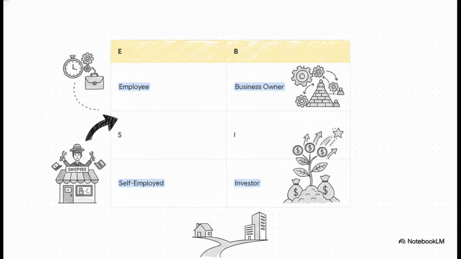And that brings us to the map itself, the cash flow quadrant. It's really simple. It just divides the world of earning money into 4 categories. Over on the left, you've got E for employee and S for self-employed. And on the right, B for business owner and I for investor. Where you are on this map pretty much dictates your entire financial life, not just your income.